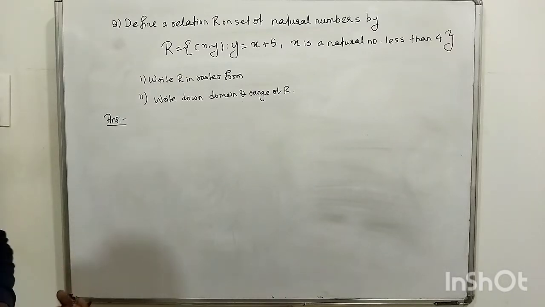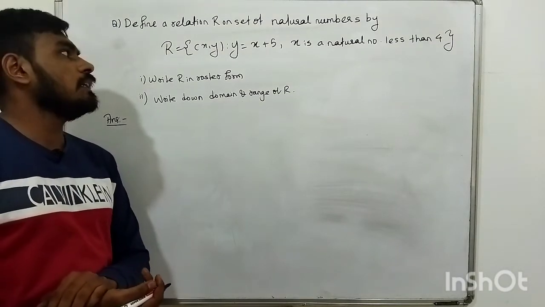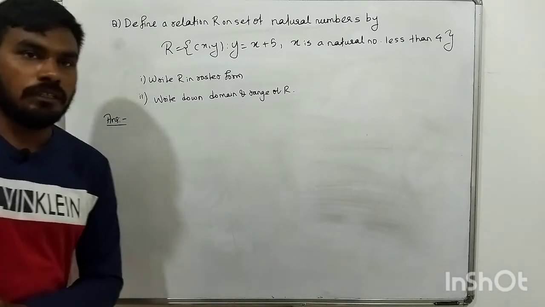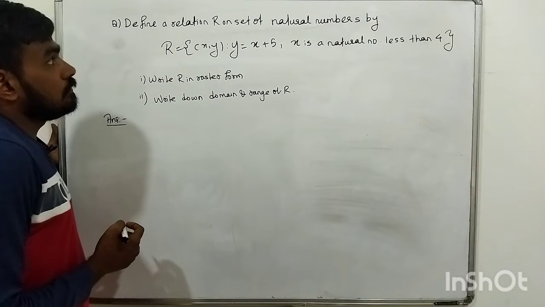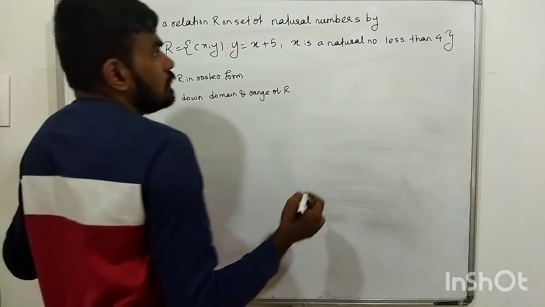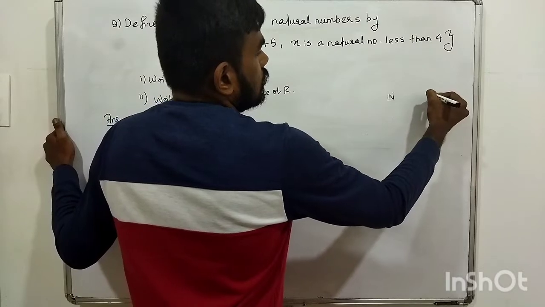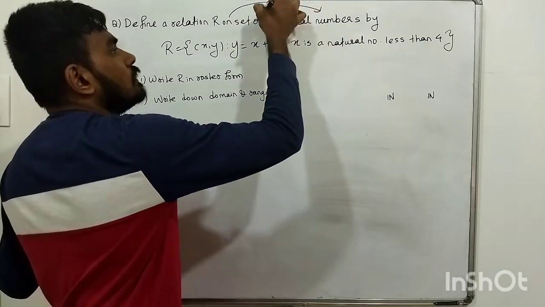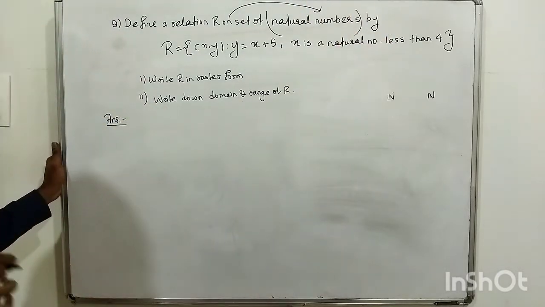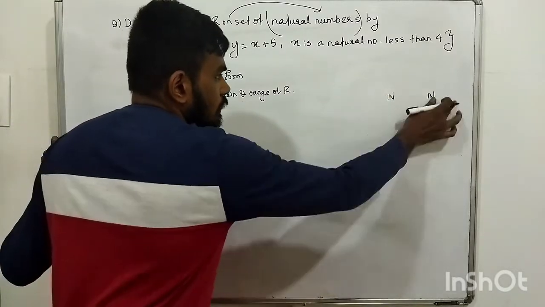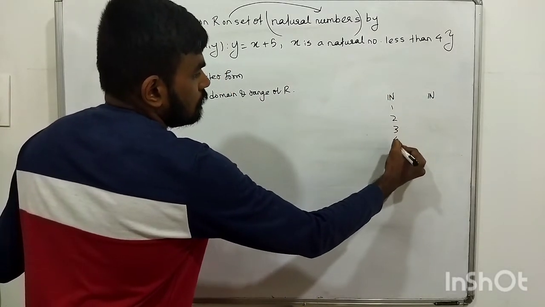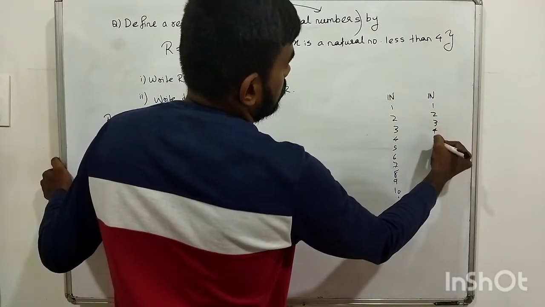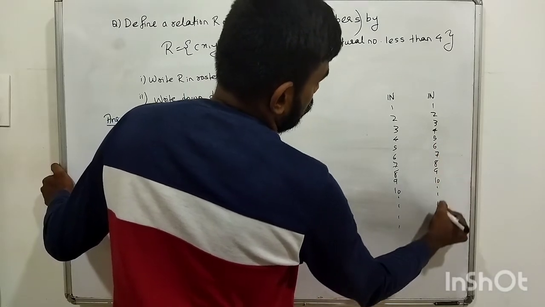Okay. So next question. Define the relation R on the set of natural numbers by R equals (x, y) such that x is a natural number less than 4. So what is given here? It is from natural numbers to natural numbers. On the set of natural numbers, so both sides it will be N. This side all the natural numbers, this side all the natural numbers. So 1, 2, 3, 4, 5, 6, 7, 8, 9, 10 and so on. This side also, we don't know how many.